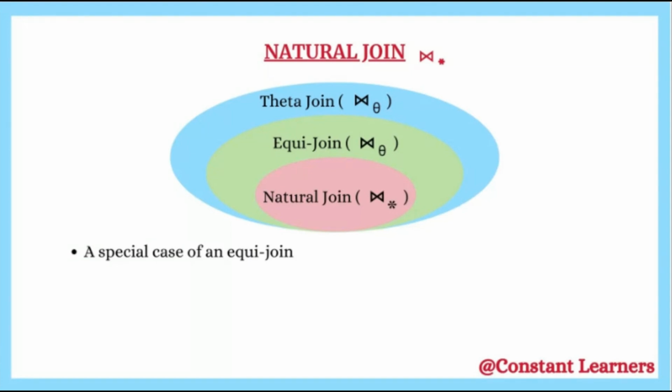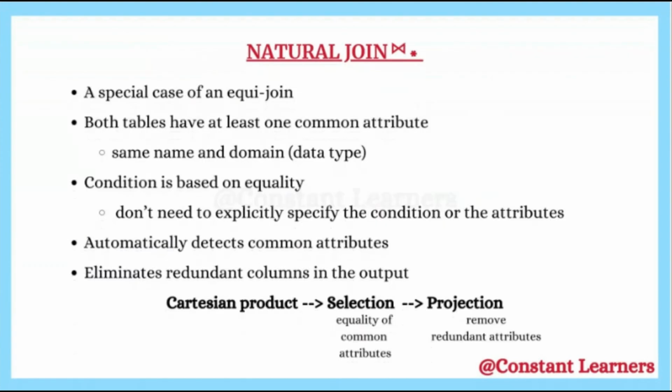Equijoin was a special case of theta join. Similarly, natural join is a special case of equijoin. Alright, so equijoin was a part of theta join, but natural join is a part of equijoin. That is, whenever there is a condition where we have to check the equality, but a special type of equality, then we use the natural join. Alright, so natural join is a special case of equijoin.